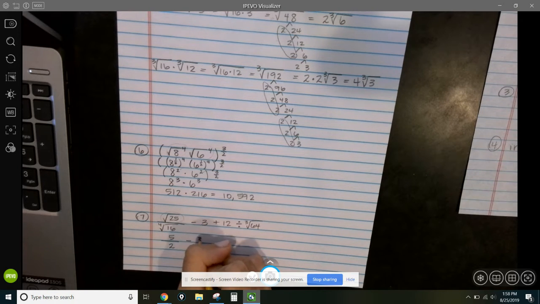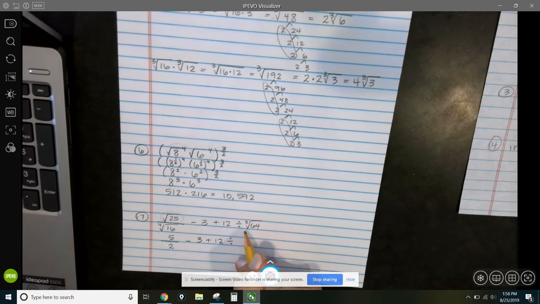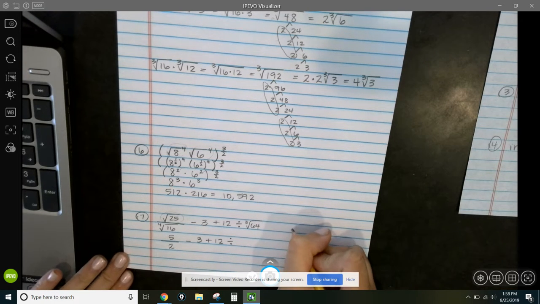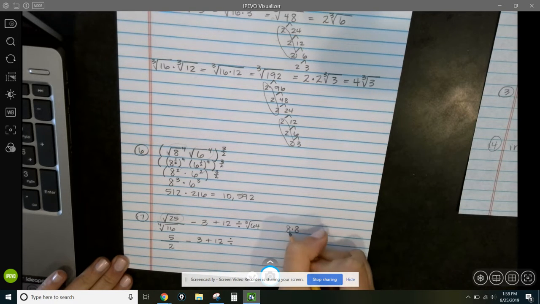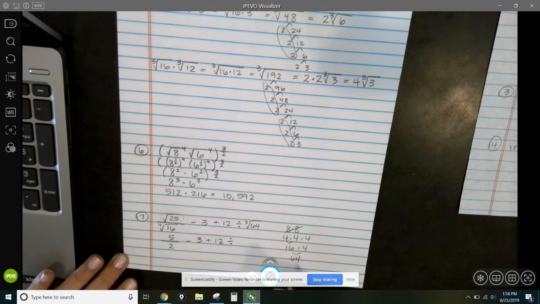And then I'm going to leave the minus 3 the way it is, the plus 12 the way it is, and then I'm going to simplify this cube root of 64. So I think the cube root of 64 is 8, but I'm going to check. So I need to know if 8 times 8, oh no, that's not it. Let's try 4. 4 times 4 times 4. So 4 times 4 is 16. 16 times 4 is 64. So yes, the cube root of 64 is 4.